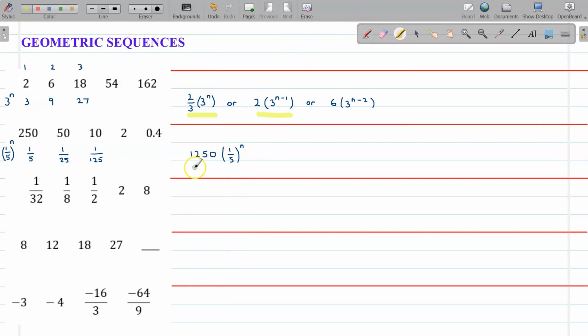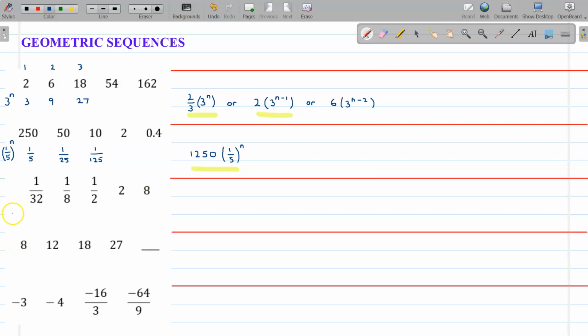Now the next one is going up by multiplying by 4 each time. Because 4 times 1/32 is an eighth, 4 times an eighth is a half, 4 times a half is 2. So it's quite easy to see what the common ratio is.